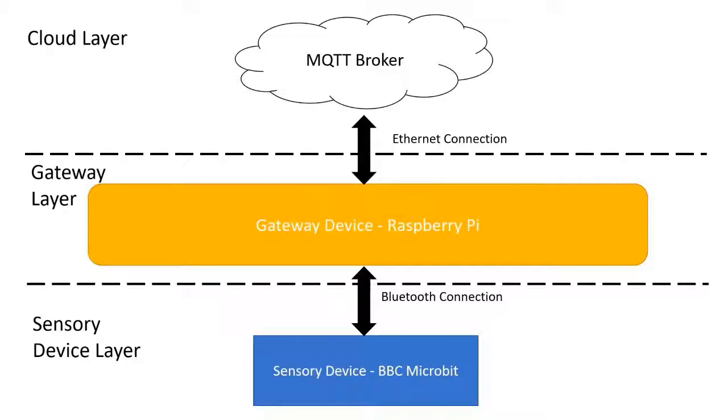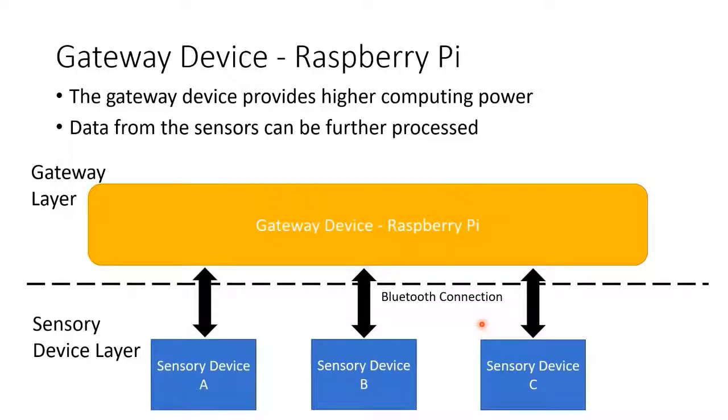The gateway device is also acting as a networking device which transports this data captured by the BBC micro:bit to the cloud layer. The cloud communication protocol used within this assignment is MQTT, which is built upon the publish subscribe method. The gateway device, being the Raspberry Pi.